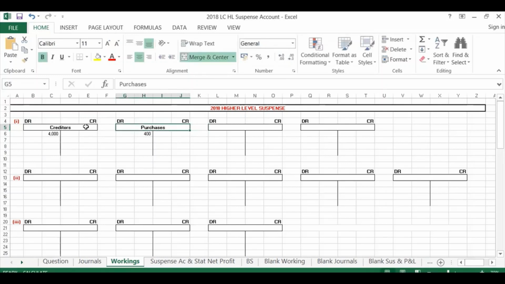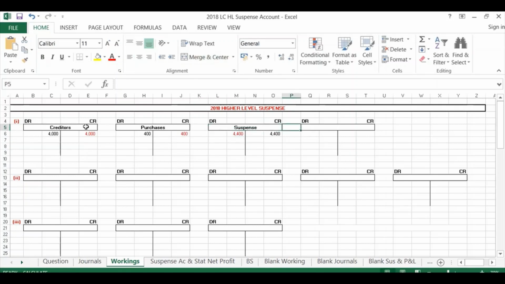This is a one-sided journal, so to balance this out, they must have put the difference into suspense. So they must have credited suspense with 4,400. Now that is wrong, so to fix it, we're just going to do the opposite. I'm going to credit creditors with 4,000, I'm going to credit purchases with 400, and I'm going to debit suspense with 4,400. And now we're going to put in the correct entries.